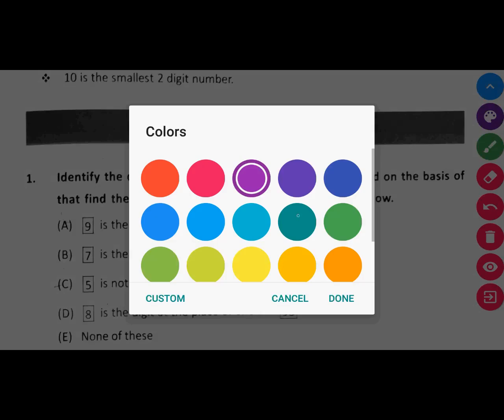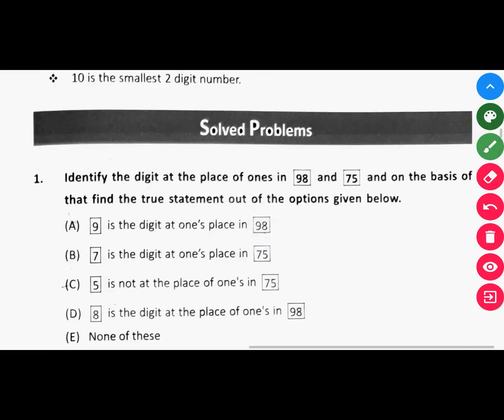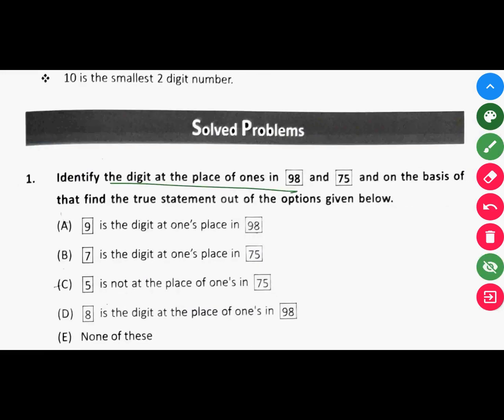So in the first problem, we have to identify the digit at the place of ones in 98 and 75. On the basis of that, find the true statement out of the options given below. You all know that the extreme right position is the unit place, and after that it is the tens place. So which number is there at the ones place? In 98, 8 is there, and in 75, 5 is there. Now we'll see the options.